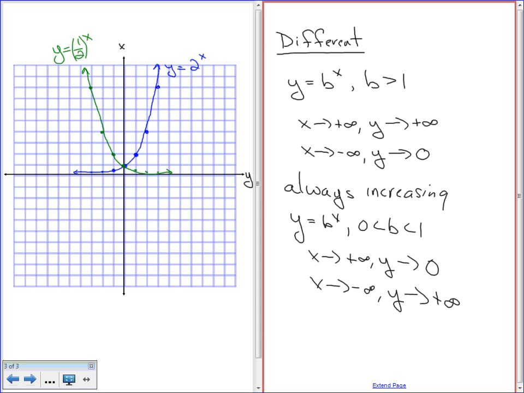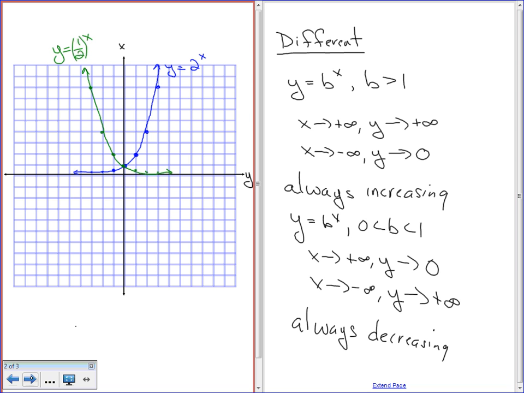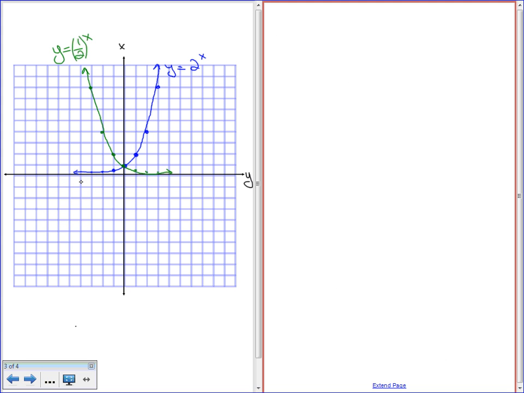The blue graph is always increasing. So what's the green graph always doing? Decreasing. Okay, so those are the things that are different about exponential functions. But they have some things in common. So let's talk about the things that they have in common. So the things that are the same about exponential functions. So this applies to any single exponential function where b is greater than 0 and b isn't equal to 1.